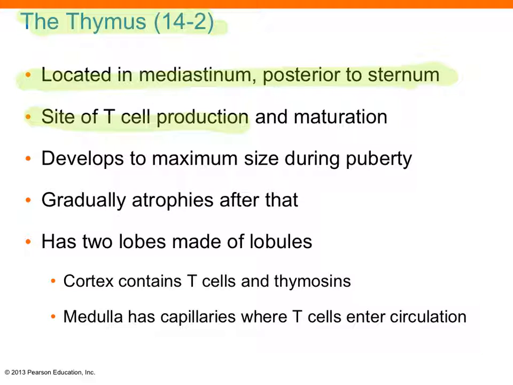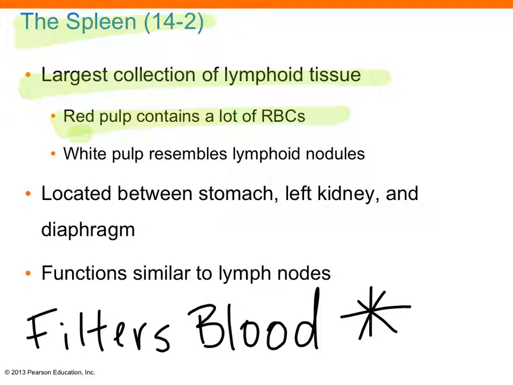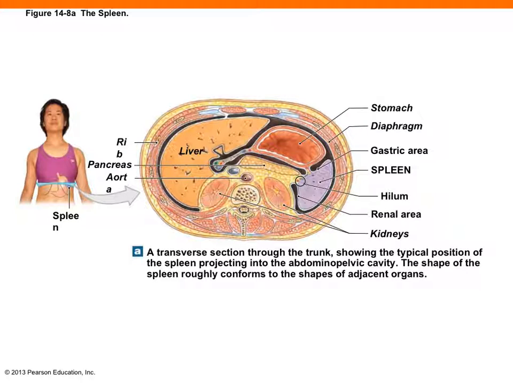The thymus is located in the mediastinum, posterior to the sternum, and it's the site of T cell production. This shows you the thymus gland above the heart, behind the sternum. The spleen is the largest collection of lymphoid tissue, and the red pulp contains a lot of red blood cells, and it filters the blood. It's located between the stomach, left kidney, and diaphragm. This shows you the location of the spleen.